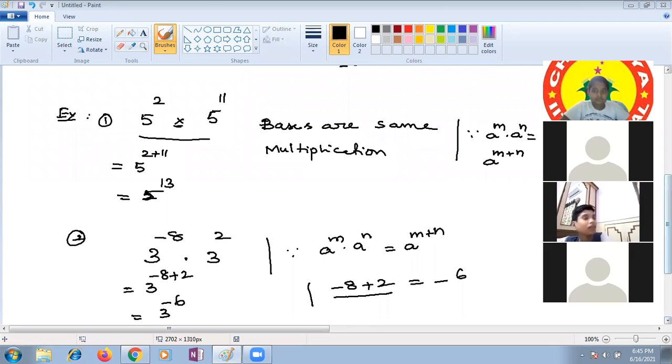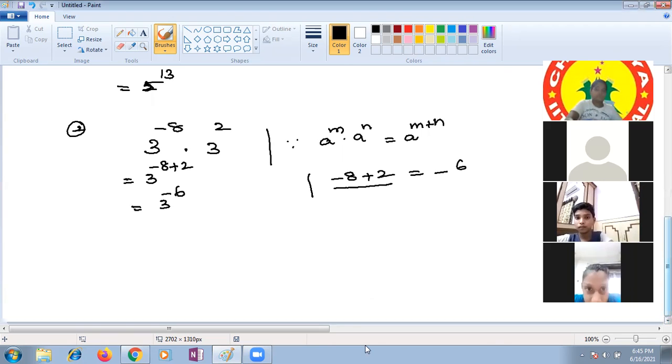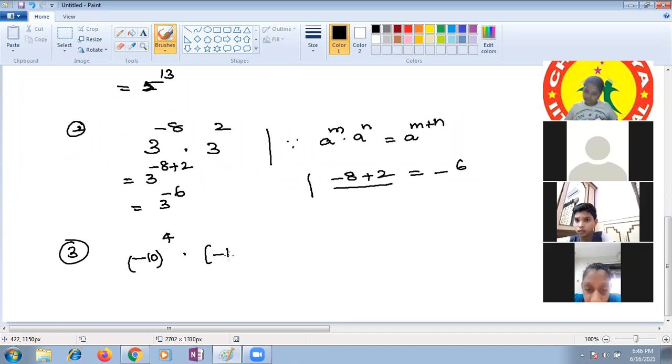Now my question to Shiva Pranav. Only Shiva Pranav should unmute and speak. Listen, this is the next question for you. It's minus 10 whole to the power 4 multiplied with minus 10 whole to the power minus 7.